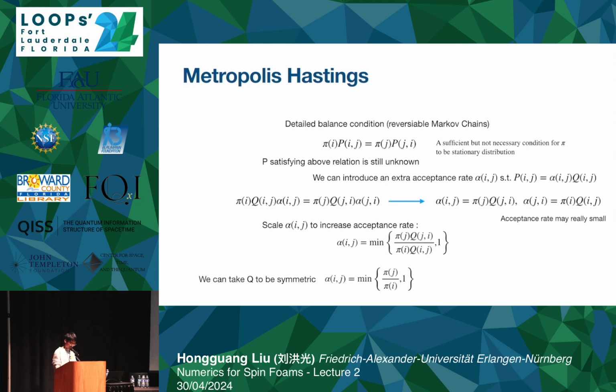And this method is based on a condition called the detailed balance condition. As said, this is a sufficient but not necessary condition for pi to be a stationary distribution. So for any stationary distribution, we have this property. But the transition matrix satisfying this relation is still unknown.